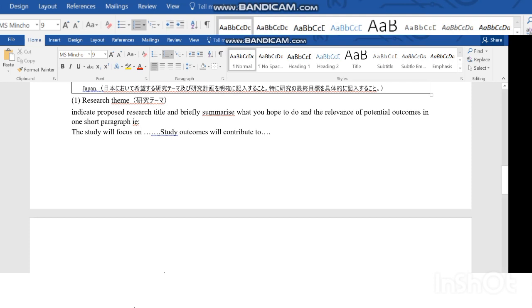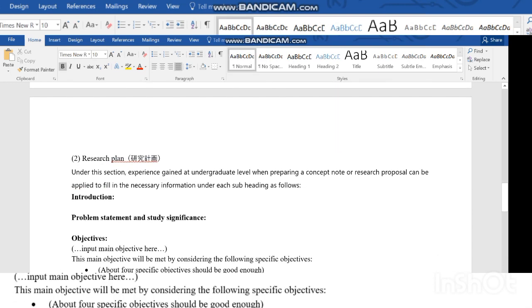So for example, let's read what's here under this summary part first of all. Under this second question, there are two things. There's the research theme, and then there's the research plan. Okay.